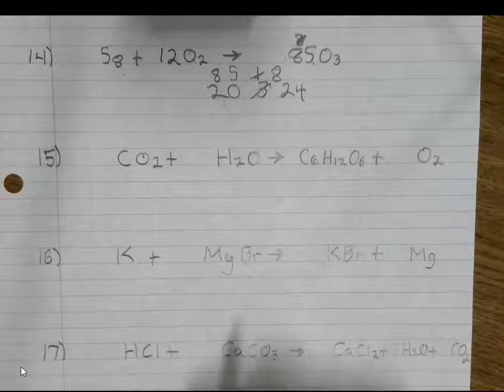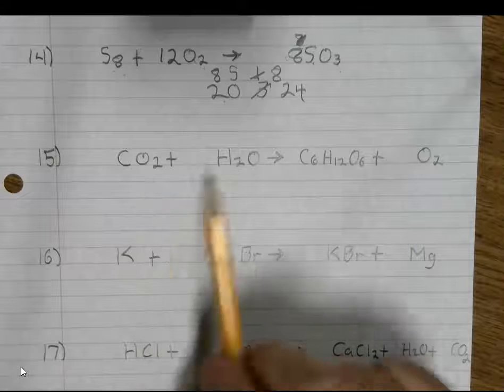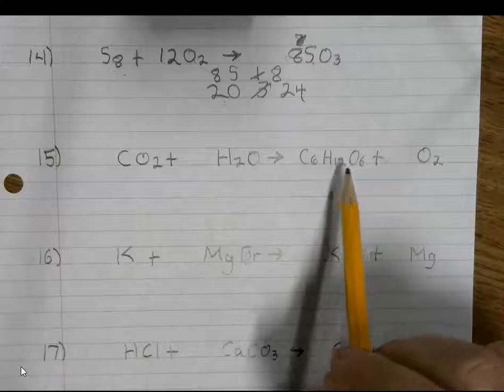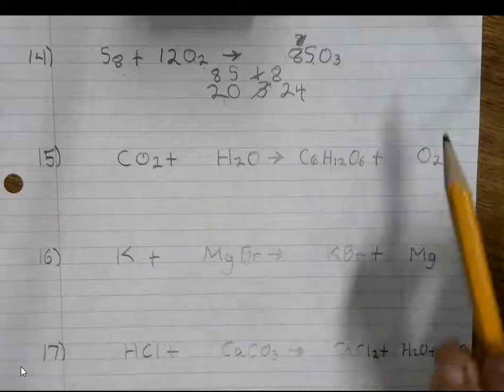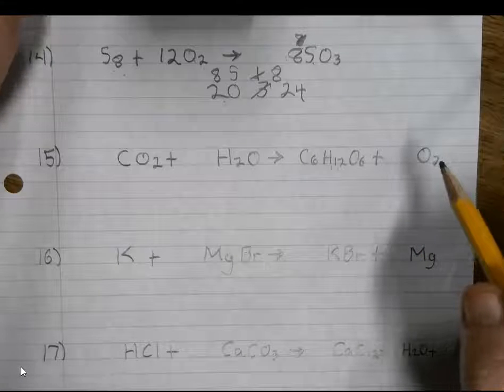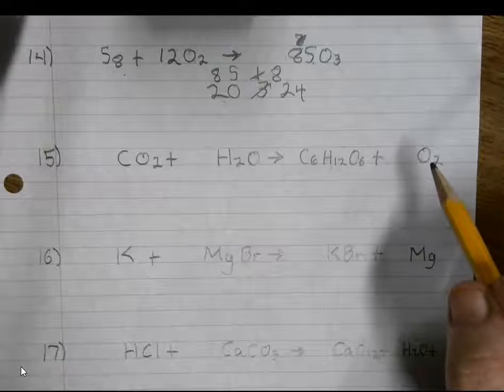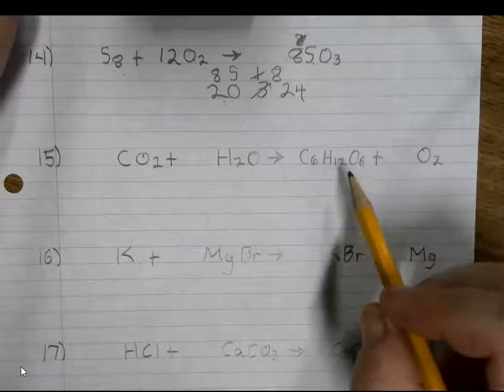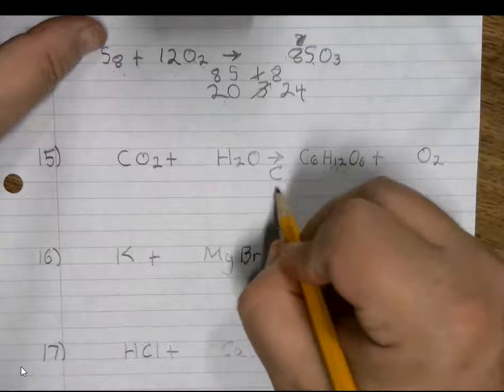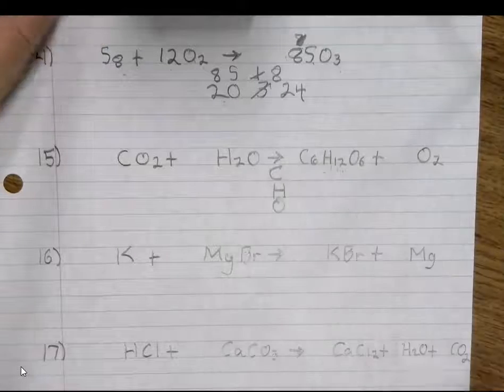Carbon dioxide plus water. This is the plant reaction. Carbon dioxide and water produces a sugar or starch plus oxygen. That's what plants do. All right. Again, I'm a little nervous with all these big numbers about using the box method. So I'm going to do C, H, and O.